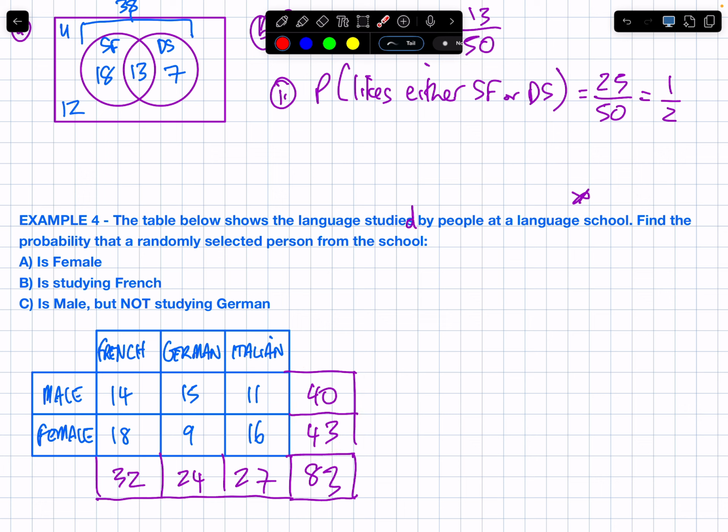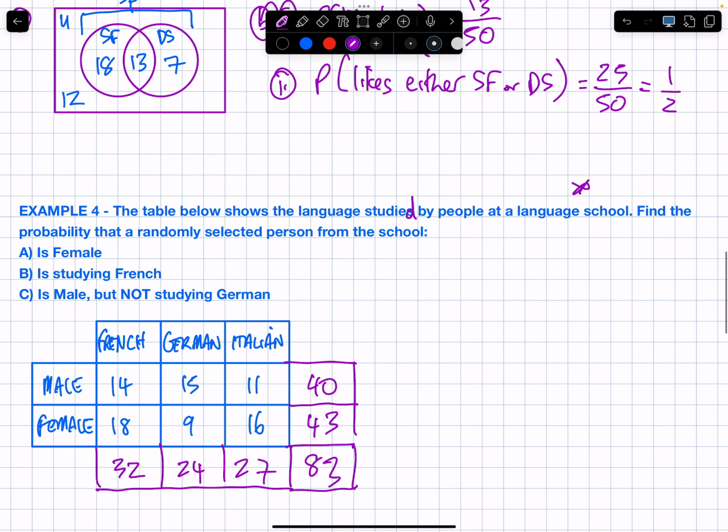Why is it useful to do the extension? Because that helps me answer the questions quicker. What is the probability a randomly selected student from the whole school is female? P, female. What number am I going to use for the top? 43 over how many people are in the school? 83. That's not going to cancel.